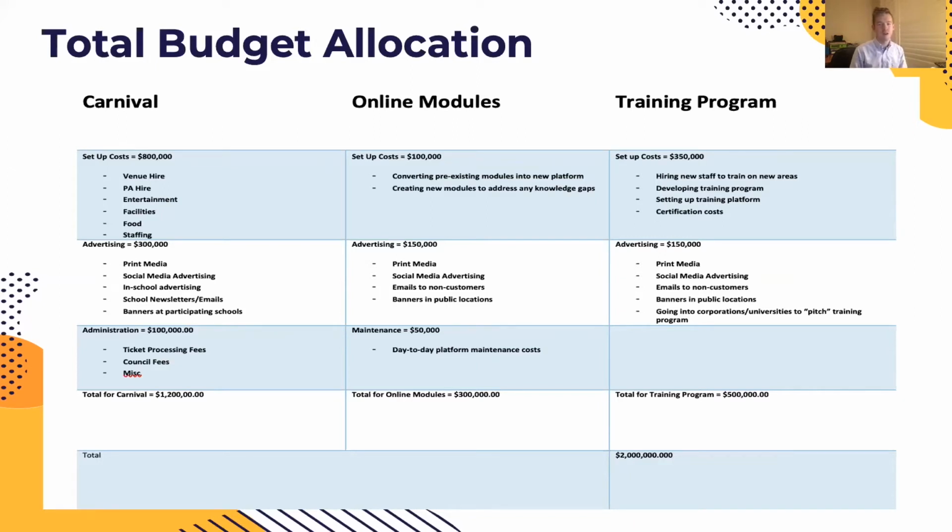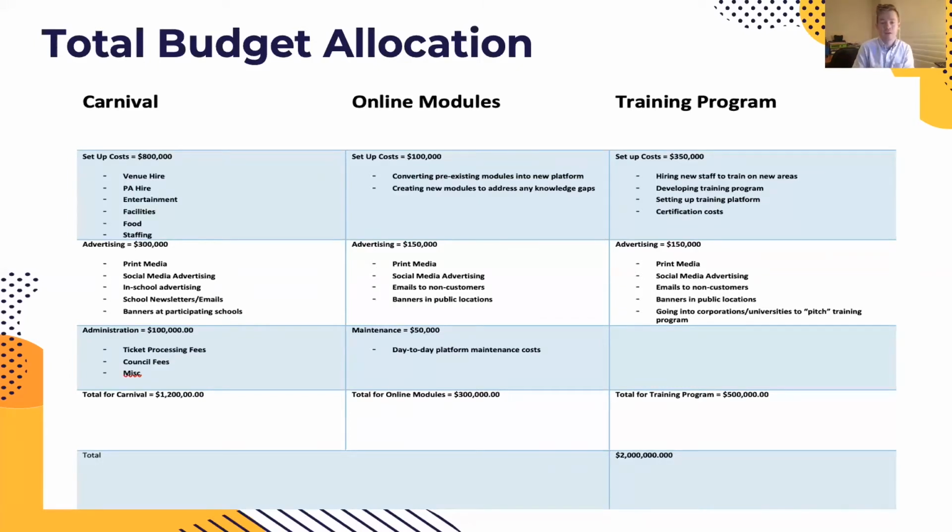Now, the major benefit of the carnival, which is quite unique to the rest of our strategy, is that a large chunk of this upfront money has the possibility of being re-earned through the sale of tickets. So the idea is, Tommy will explore later, that each student or school buys a ticket, which we can then use to offset these upfront setup costs.